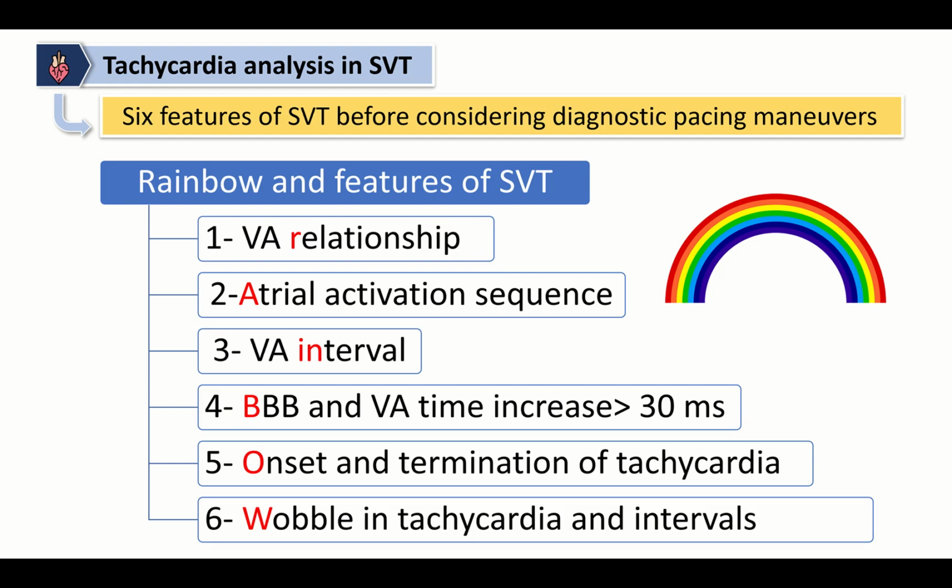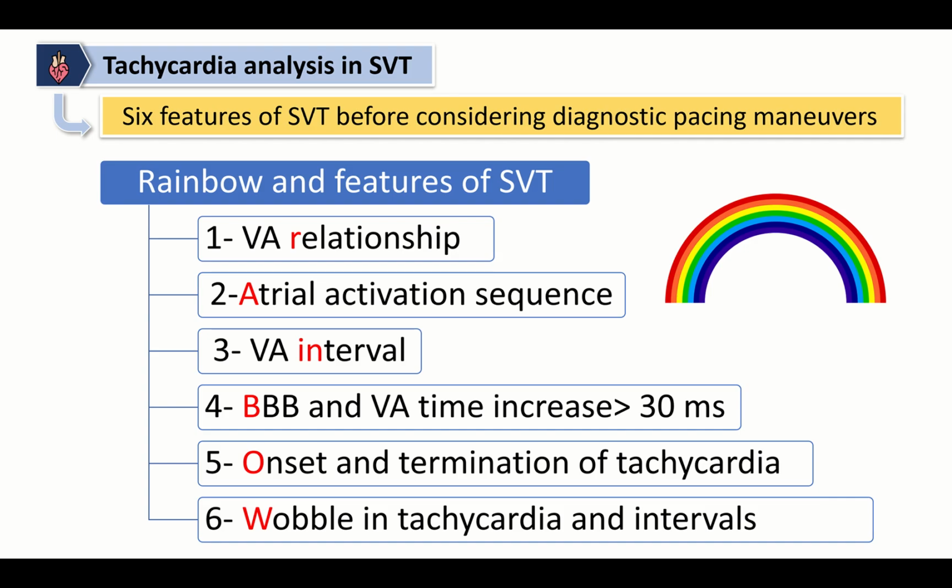As we know, there are typical features of RAINBOW. Number 1, the relationship between ventricle and atrium: is it one-to-one conduction or not? Number 2, atrial activation sequence: is it concentric or eccentric? Number 3, interval of VA: long VA or short VA, less than 70 or more than 70 milliseconds. Number 4, bundle branch block ipsilateral with the accessory pathway, associated with VA time increase of more than 30 milliseconds or not, to rule in accessory pathway.